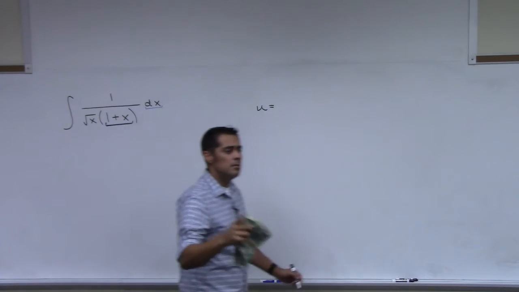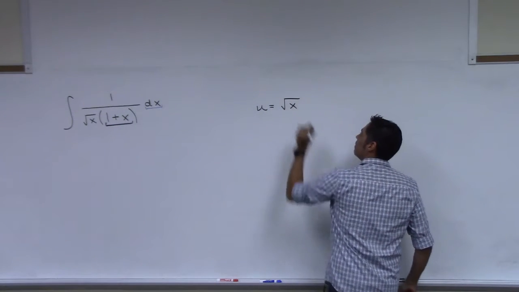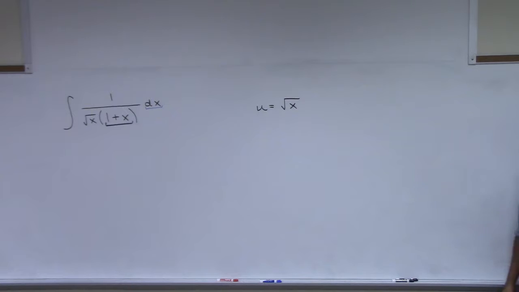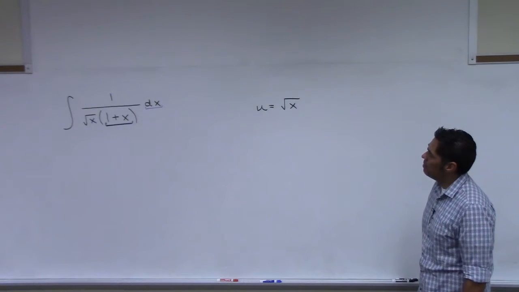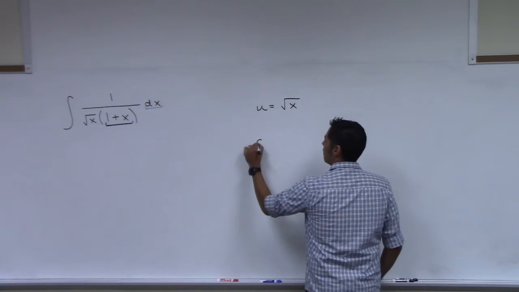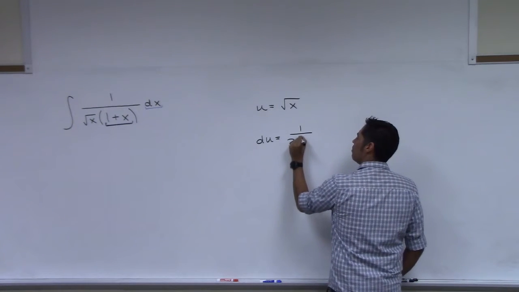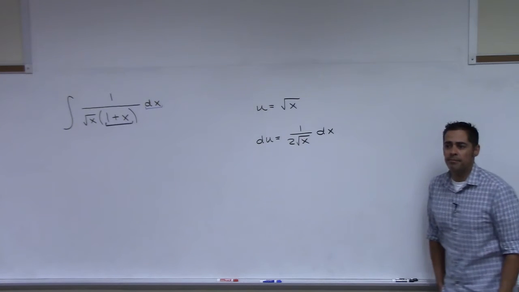What's that? Can we try the square root of x? Yeah, we can try it. You might be leading us on a crazy path, but let's try it. All right, if u is the square root of x, then what's the derivative of this? 1 over 2 root x dx. Are we all comfortable with that?